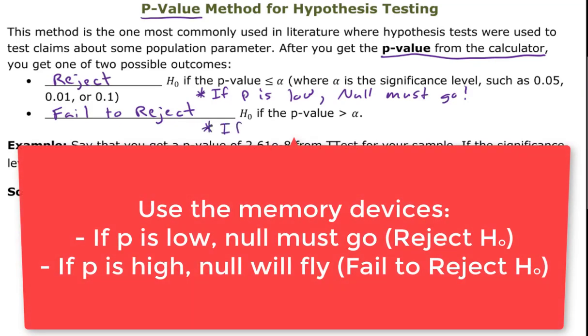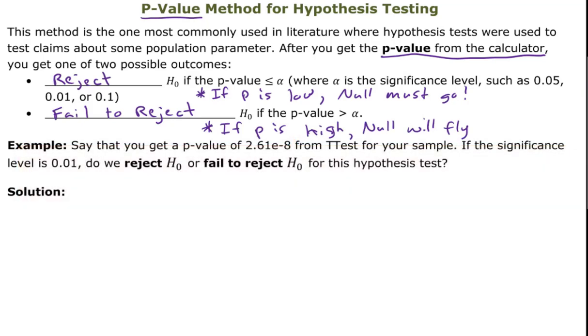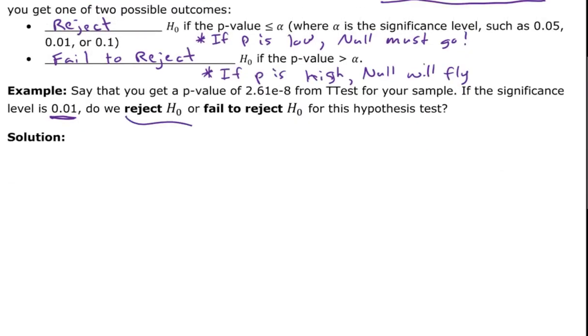So let's look at an example below. Say that we get a p-value of 2.61 e-8 from a t-test for our sample. So we did something with our calculator, we put our information in t-test, and we got 2.61 e-8. If the significance level is 0.01, do we reject or fail to reject for this hypothesis test? This is what we call the initial conclusion. So our initial conclusion, will it be reject or fail to reject?